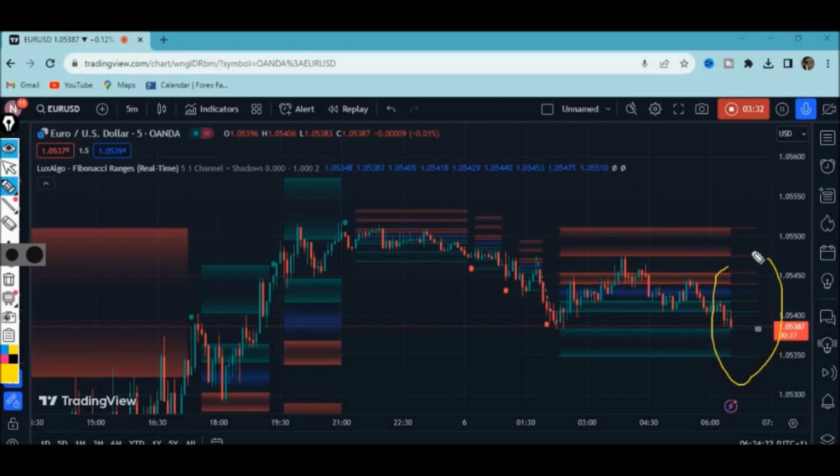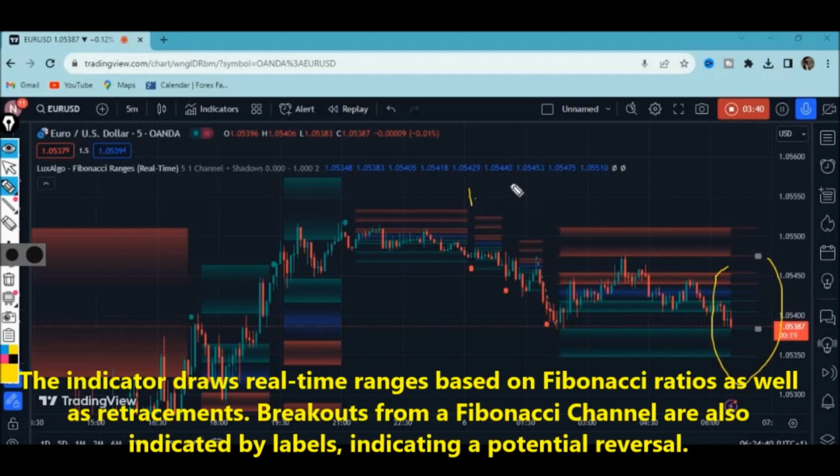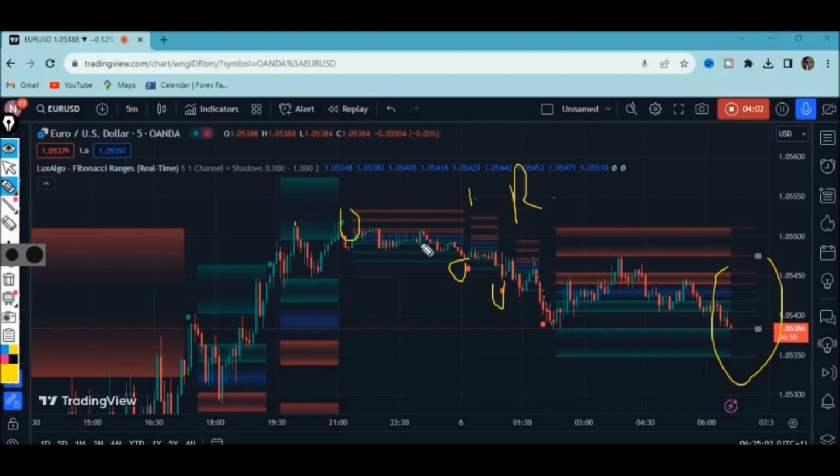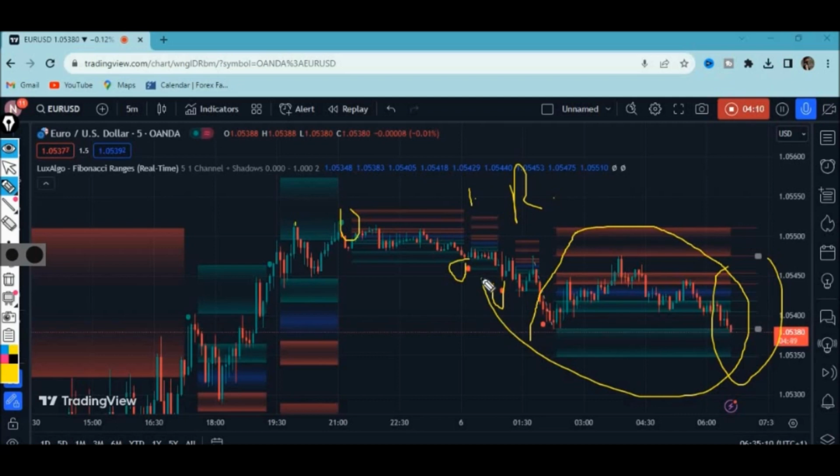Okay, so guys, let's look at the usage of this indicator. Number one, this indicator draws the real-time ranges based on Fibonacci ratios as well as retracement. Breakouts from a Fibonacci channel are also indicated by labels indicating a potential reversal. These are the labels we mean. You can see they are in red and in green. Basically guys, this doesn't work most of the time, because you can see on live market we have not got any label showing us a potential reversal.